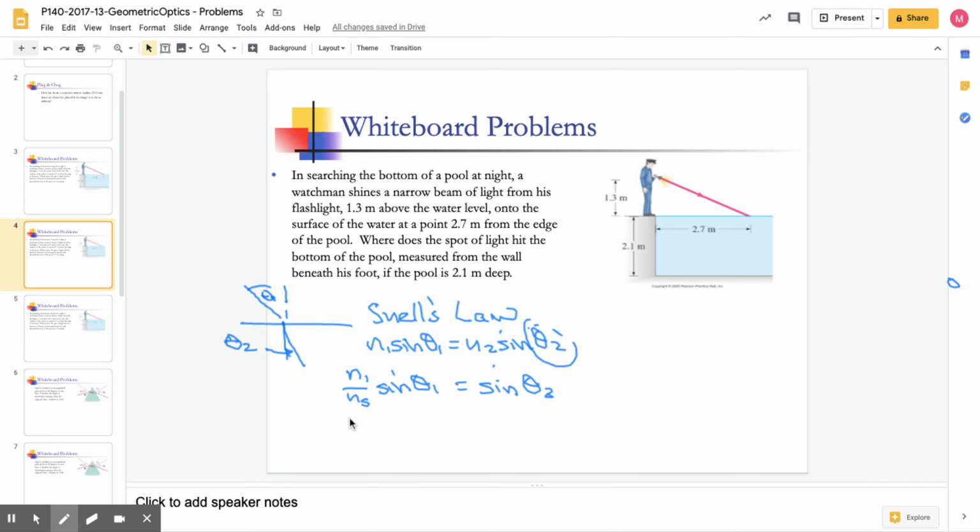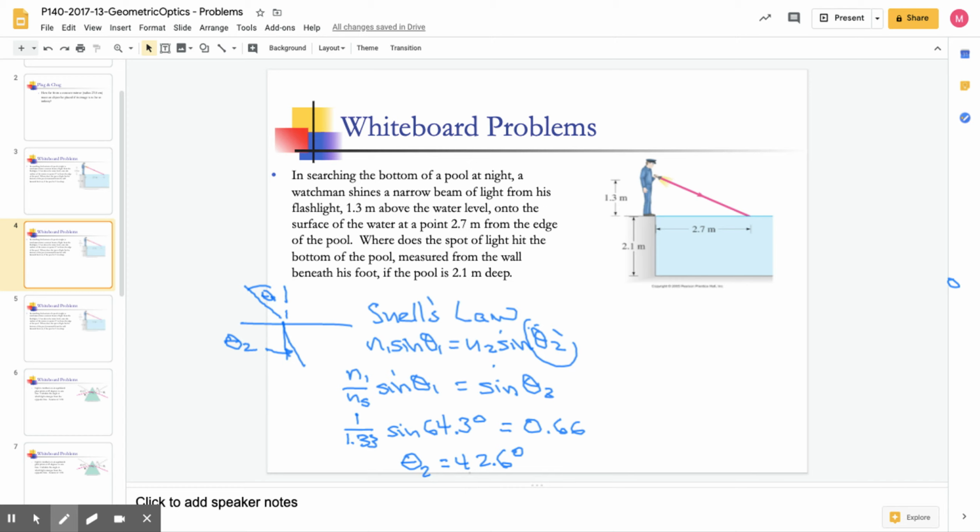Plugging in, we have 1 over 1.33 times sine of 64.3 degrees. When we work that out, sine theta 2 is 0.66, so theta 2 is equal to 42.6 degrees. That makes sense because theta 1 is 64, so theta 2 has to be less, and 42.6 makes sense.